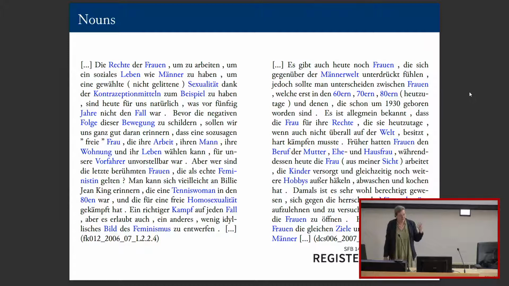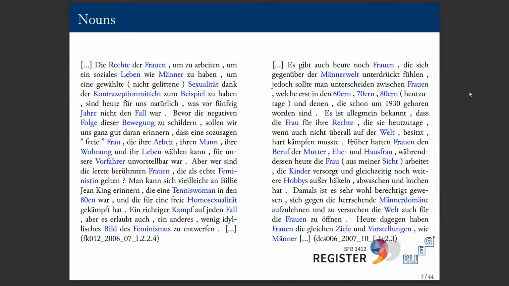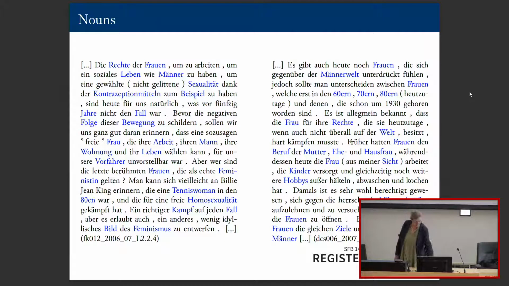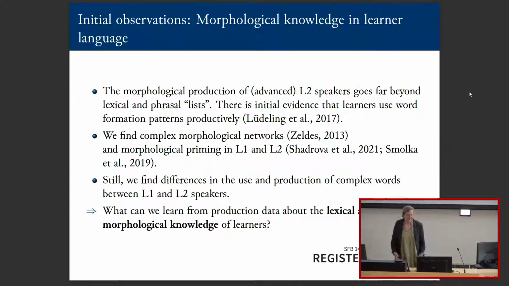But if you look at it, you see that nouns in both texts, many of them, it's not even the case that the learners only use very short simplex words and then the L1 speakers use complex words or something. That's just not the case. It is a lot more complicated than this, as is always the case. So the initial observation is the morphological production of advanced L2 speakers goes far beyond lexical and phrasal lists. So BH-brennen has never been in any vocabulary list in any curriculum anywhere.